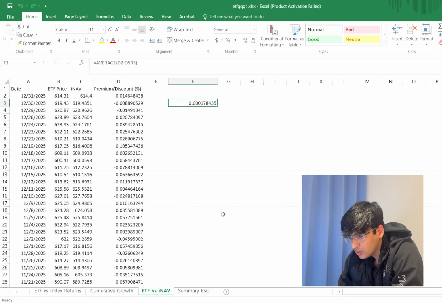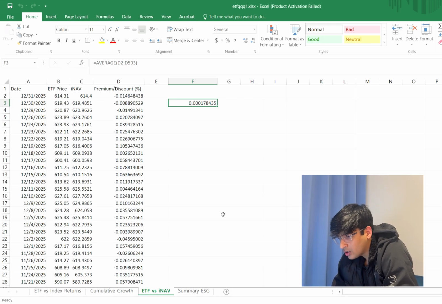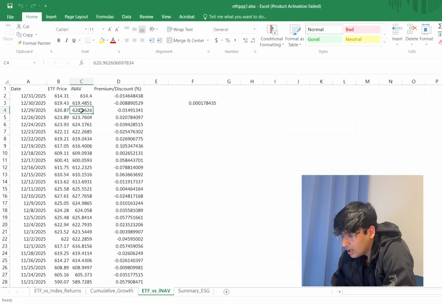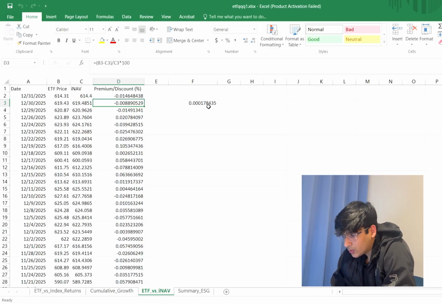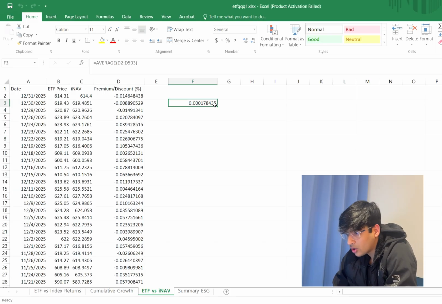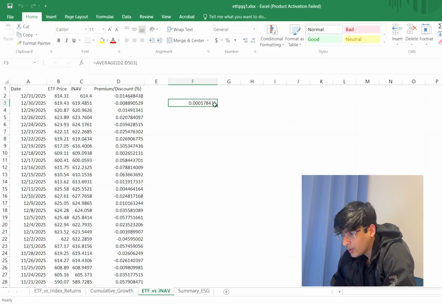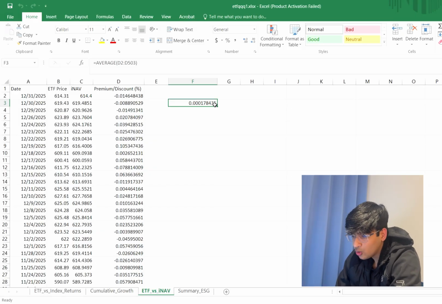Now, if we look at the next sheet, which is ETF versus INAV, this is where I tested for arbitrage. I used the INAV formula to see if the ETF was trading at a premium or a discounted price. After calculating the premium and discount, I took their average, which was around 0.000178345, which shows that there was no major arbitrage difference available to buy and sell the stocks.